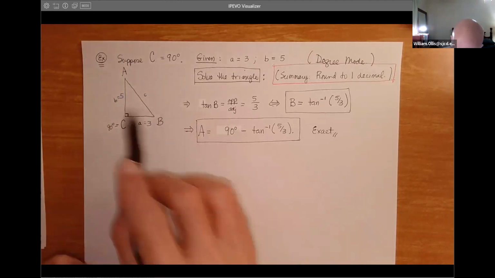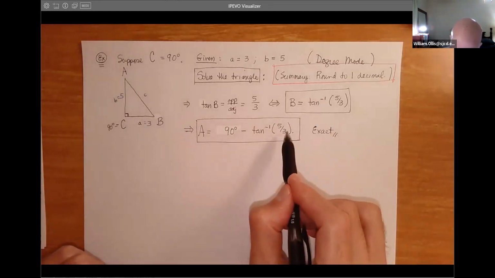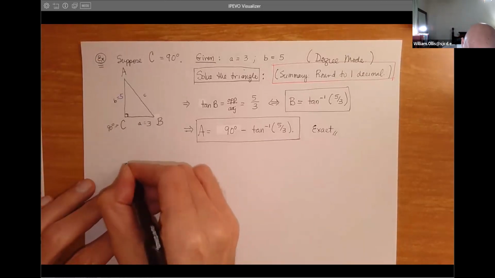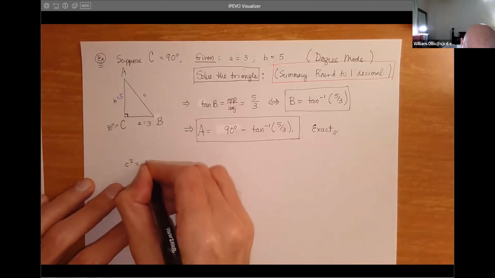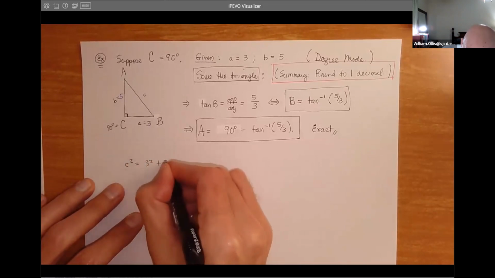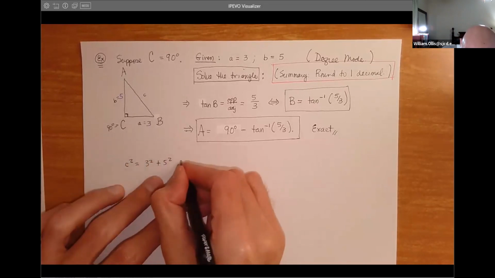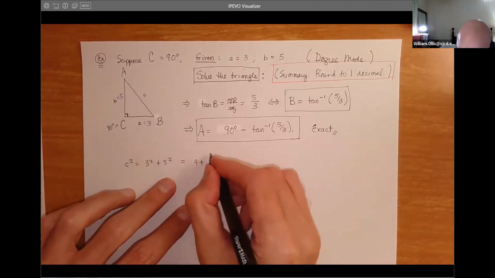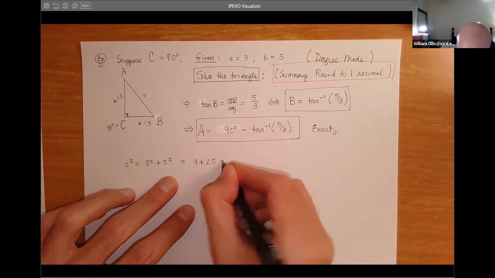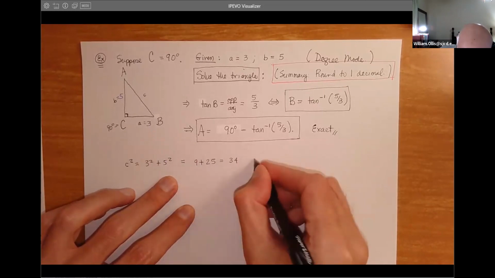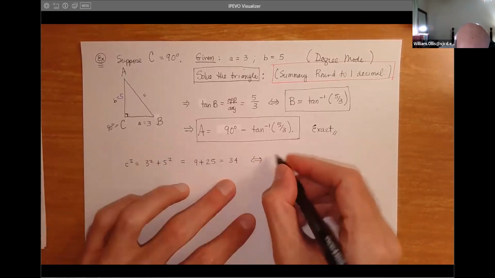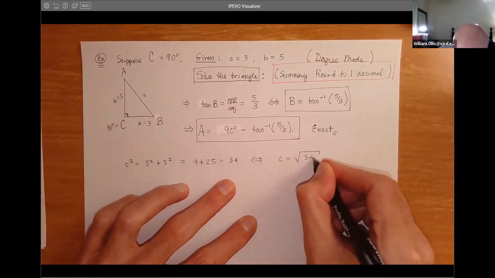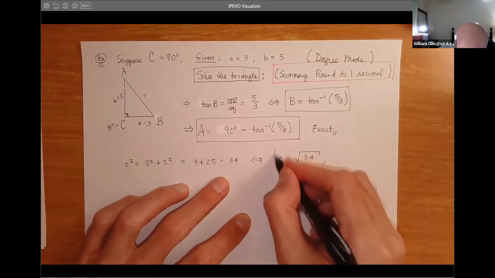So now when we look at this, we've got the angles. What's the only thing left? Pythagorean theorem. So c squared will be 3 squared plus 5 squared. So again, we'll have 9 plus 25, the easiest calculation so far, right? This will be 34, if and only if C equals the square root of 34. So we take the principal square root, exact.